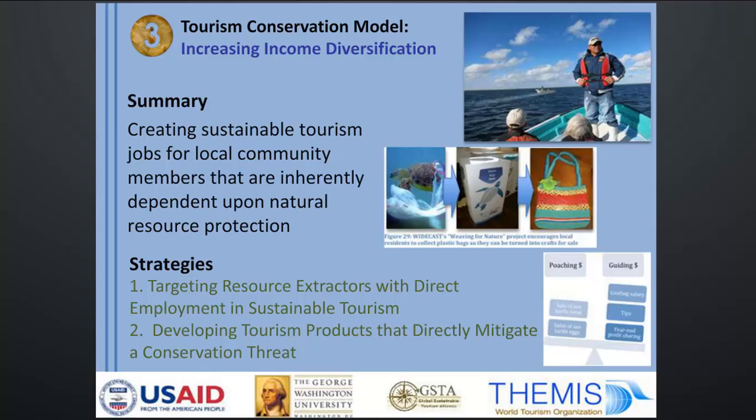The second strategy within this model is focused on developing tourism products that directly mitigate a conservation threat. A really neat example of this is a project that Widecast, a conservation organization that works throughout the Caribbean, is doing, where they take plastic bags that are one of the primary conservation threats to sea turtles because they think it's jellyfish and they eat the plastic bags. The organization is teaching local women's groups to collect those bags and to actually use the bags to create arts and crafts products like handbags made from those very same plastic bags.